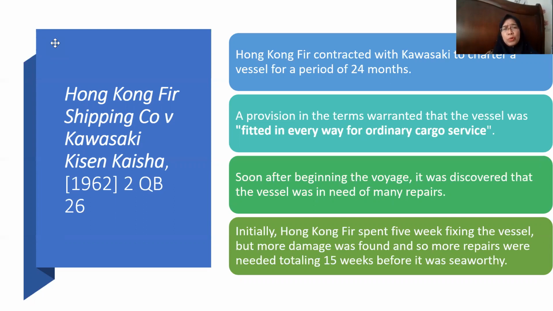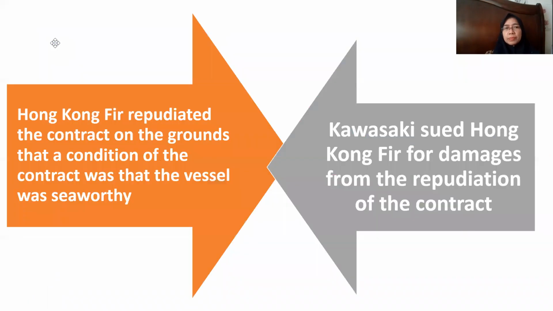Then Hong Kong Fur spent 5 weeks fixing the vessel. But the more you repair, the more you discover. So more damage was found, and more repairs were needed. In total 15 weeks were needed instead of 5 weeks before it was seaworthy to sail. Again, the contract was for 24 months, and here the period of repair was 15 weeks, which is almost 4 months out of 24 months.